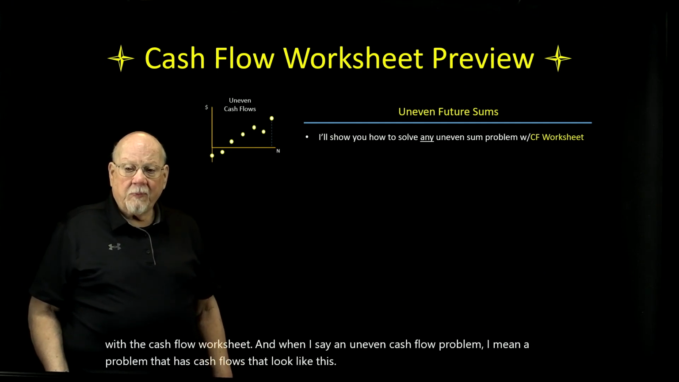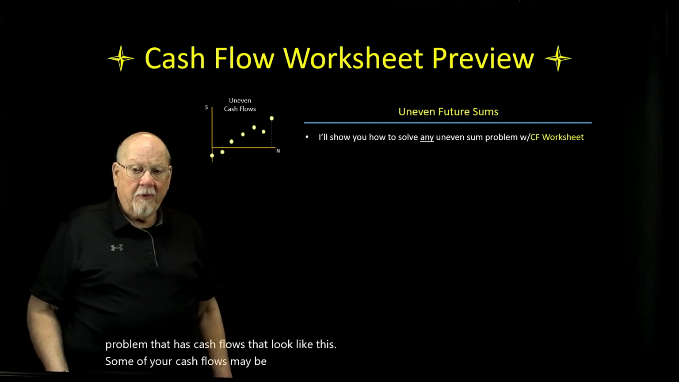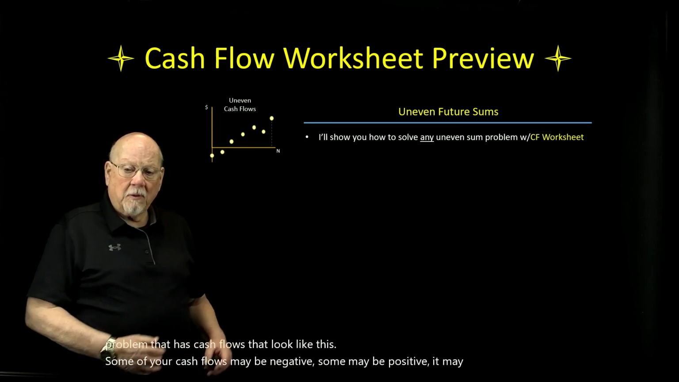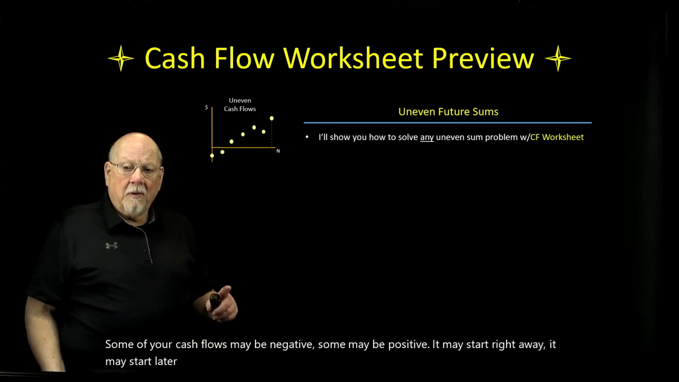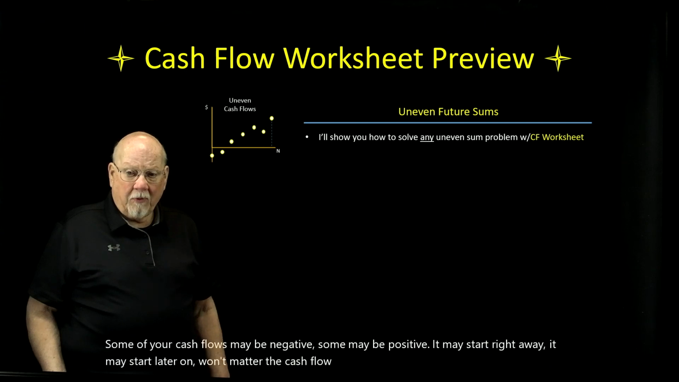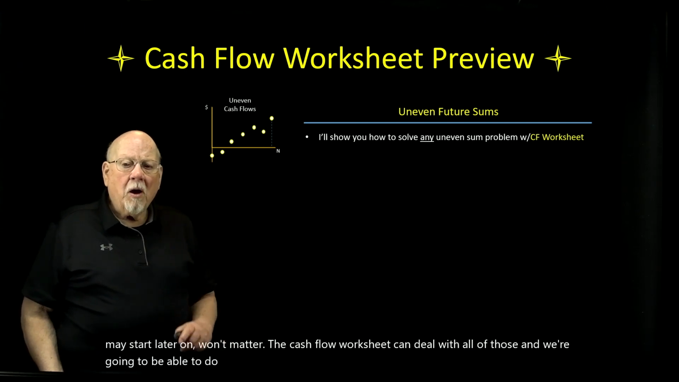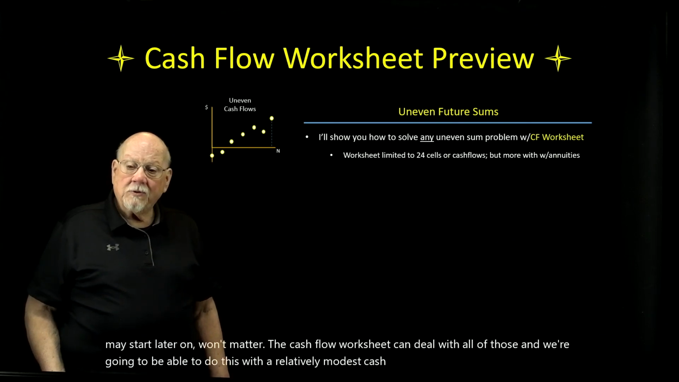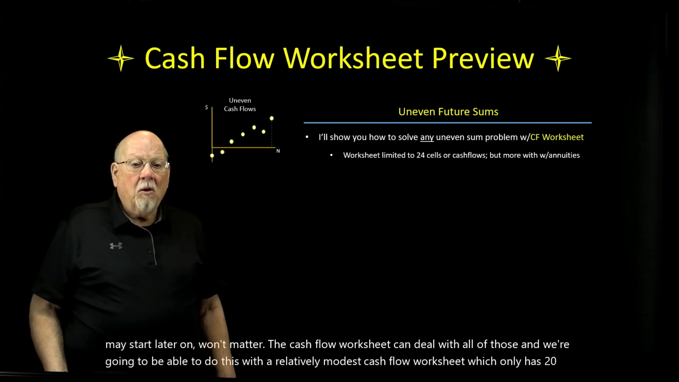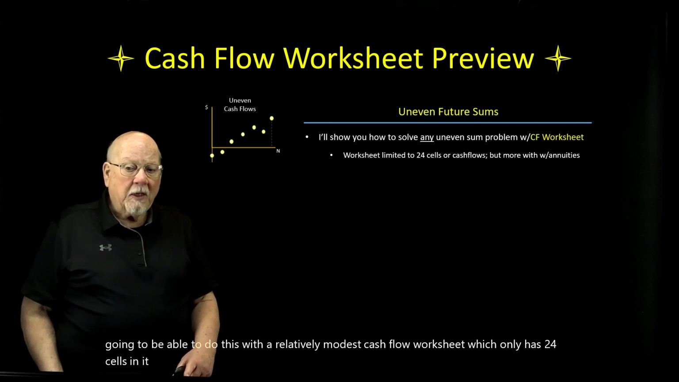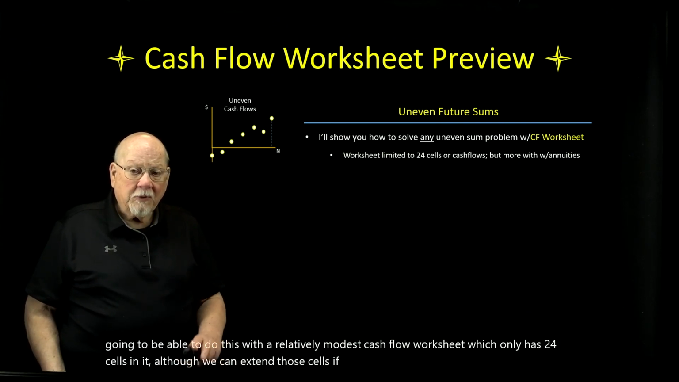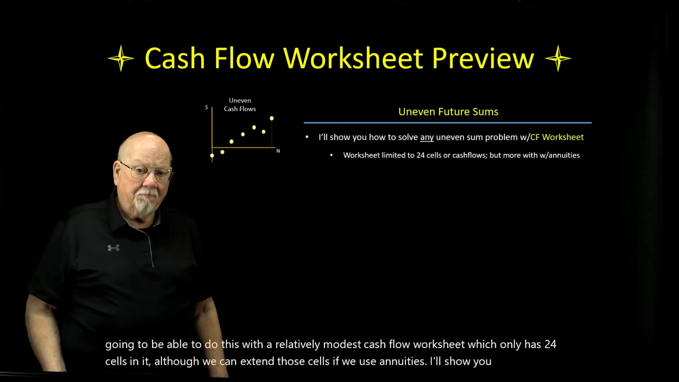Some of your cash flows may be negative, some may be positive. They may start right away, they may start later on, won't matter. The cash flow worksheet can deal with all of those. And we're going to be able to do this with a relatively modest cash flow worksheet, which only has 24 cells in it. Although we can extend those cells if we use annuities. And I'll show you how when we get there.